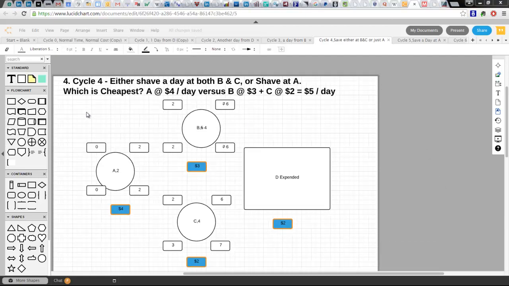Continuing where we were, we're showing that we're going to target A to save a day at $4 a day versus the combined cost of B and C at $5. That's 3 plus 2 is 5 to reduce these two activities by one day. They're all finishing at 6 at this point. You see C and B are finishing at 6 days. We'd have to buy a day from each of those, so that'd be 3 plus 5 versus buying one day at A for $4.